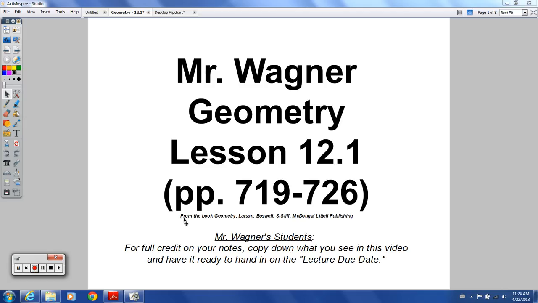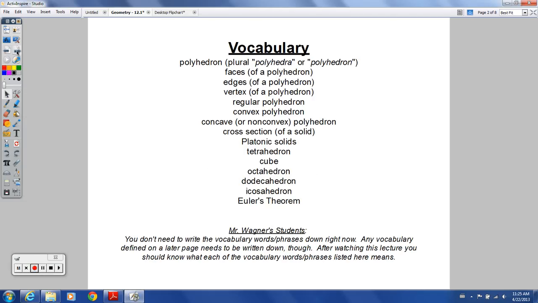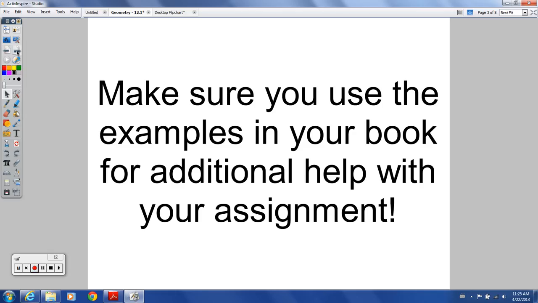Ladies and gentlemen, welcome to lesson 12.1 for geometry. We are checking out some things about volume and surface area in this chapter, but this first lesson is all about exploring solids. A solid just being a three-dimensional shape, pretty much from what you know.